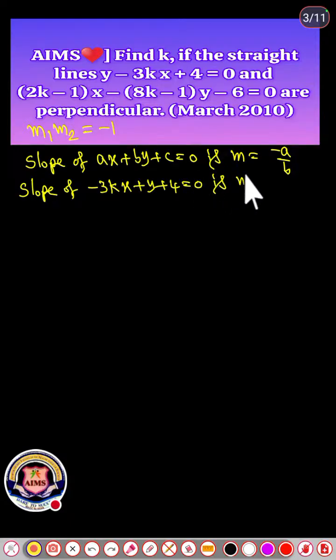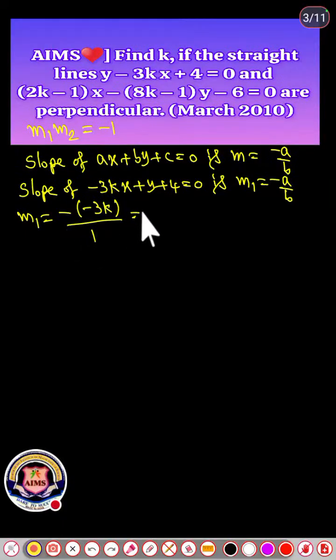It is denoted by m1 is equals to minus a by b. So m1 value is minus a, here x coefficient a value is minus 3k, divided by b. B value means y coefficient 1. So minus into minus, plus 3k is the first line slope.